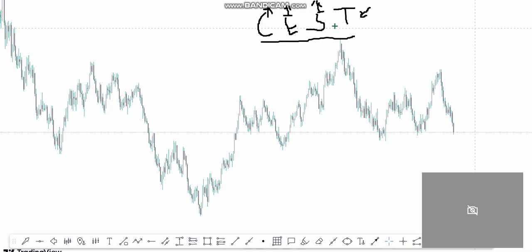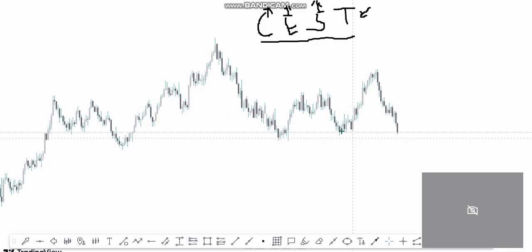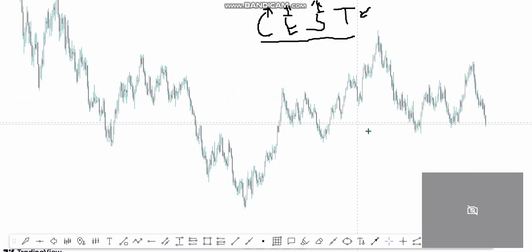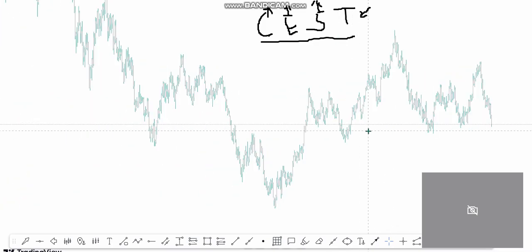So the first thing we are looking at, guys, is the conditions. We start with the conditions first. Let's start with conditions. Are our conditions met? Not yet. Our conditions are not yet met. What are some of the conditions we need? We first need to look at the trend. How is the trend?